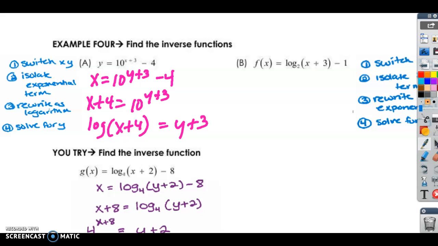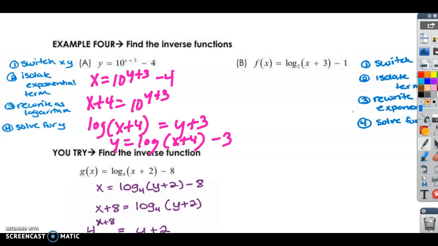equals y plus 3. And we're asked to find the inverse, so we're really isolating y, and so we need to just move the 3 over and then we're done. So y equals log base 10 of x plus 4 minus 3. Done. Go to the second one.